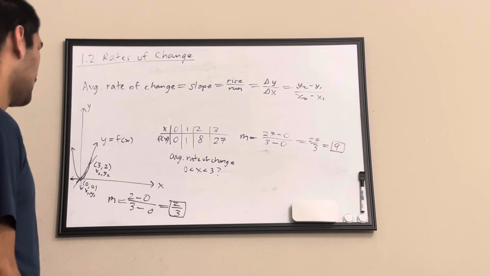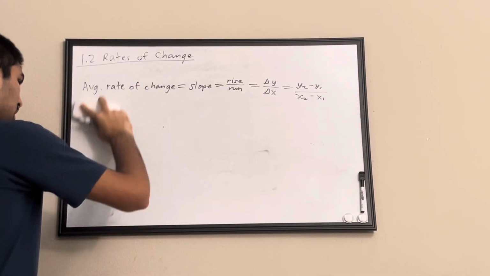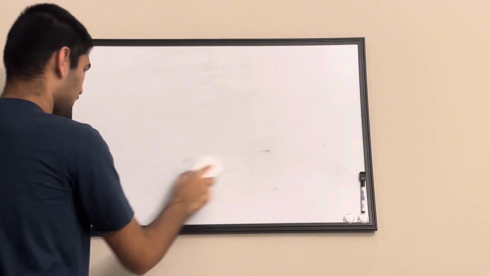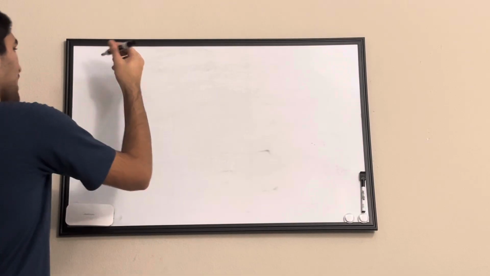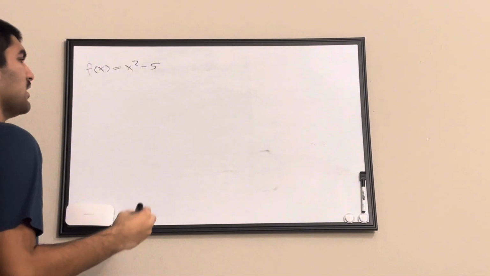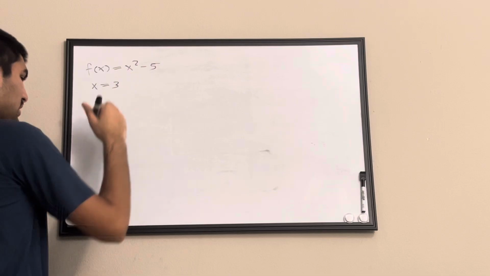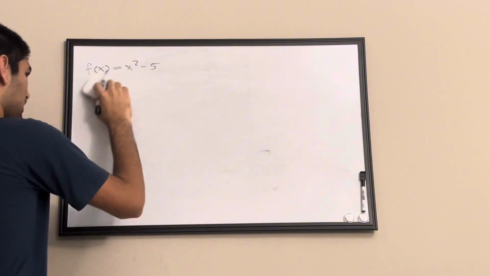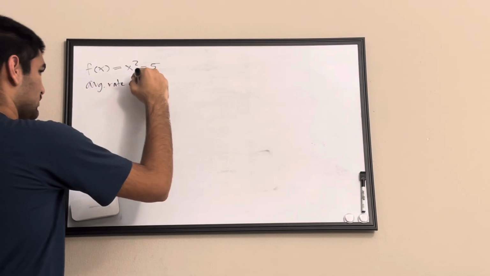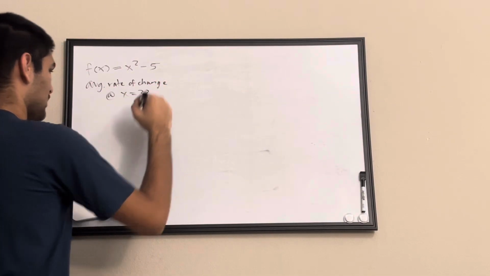Alright, good. So now let's move on to the next topic, which is the average rate of change at a single point. So, for example, let's say you have some function f of x equals x squared minus 5, and let's say you want to find the average rate of change at x equals 3.